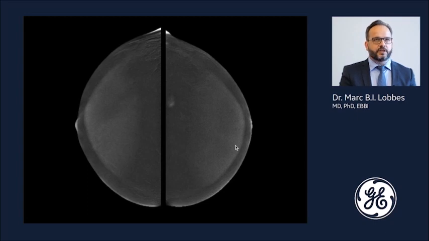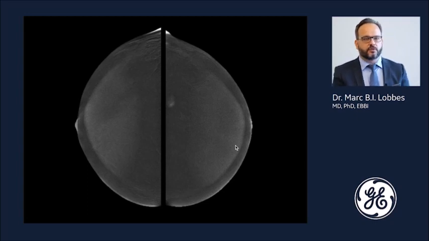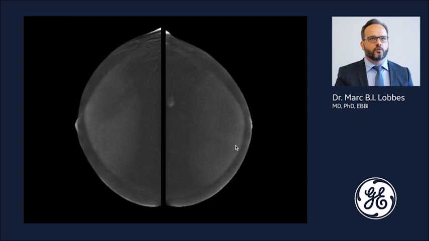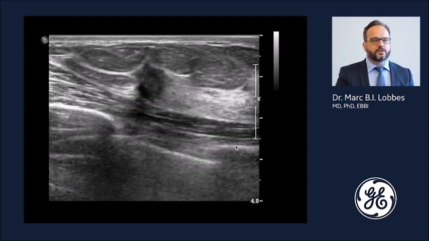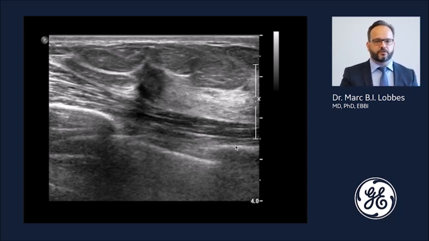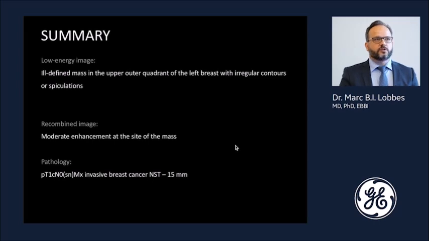Now, I think it's very easy to see, especially on the recombined images, that there was a unifocal abnormality in the left breast, for which we did a targeted ultrasound, and this is the lesion that you can appreciate in that area, which I think is very suspicious for underlying breast cancer, and it was subsequently biopsied.